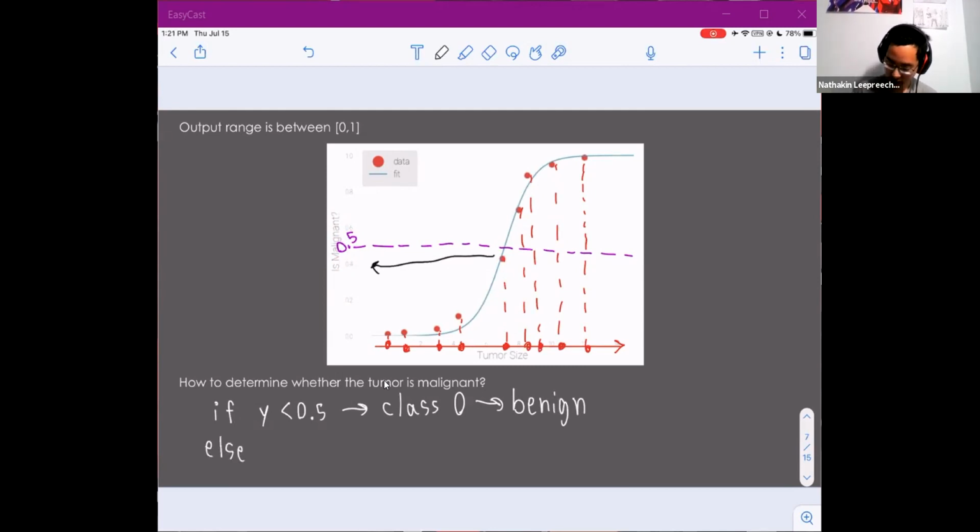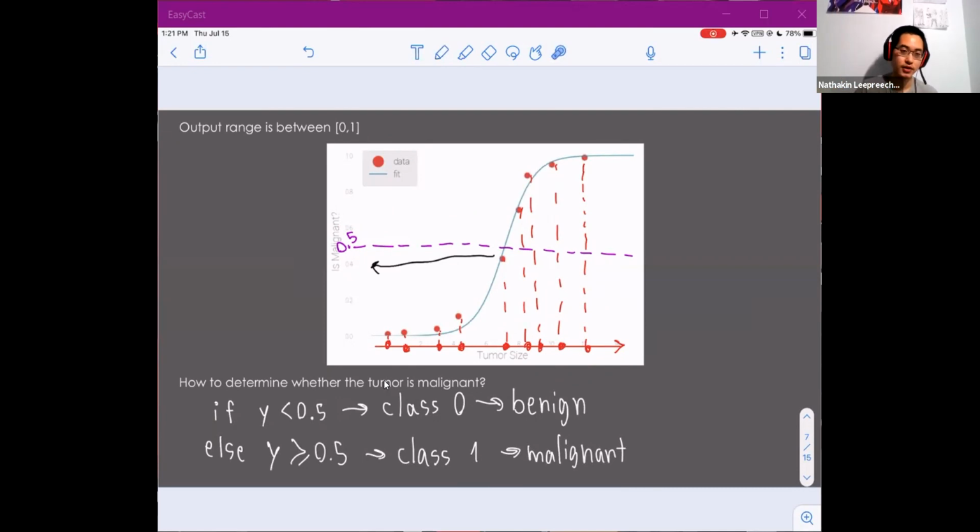Otherwise, y is greater than 0.5, so it's going to be this section. You're going to say the tumor size looks big. If the tumor size is quite big and your y value is above 0.5, then it's classified into class 1, and it's a malignant tumor. It's dangerous for your body and can potentially cause cancer.